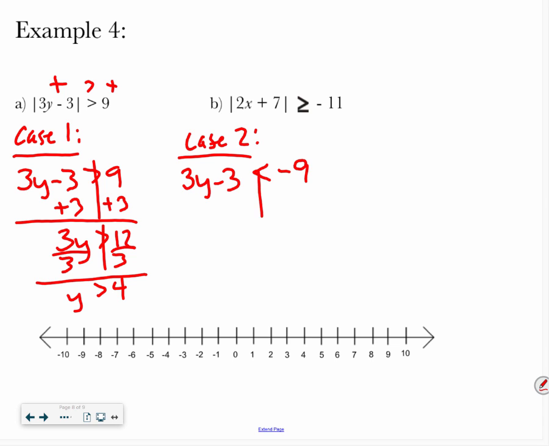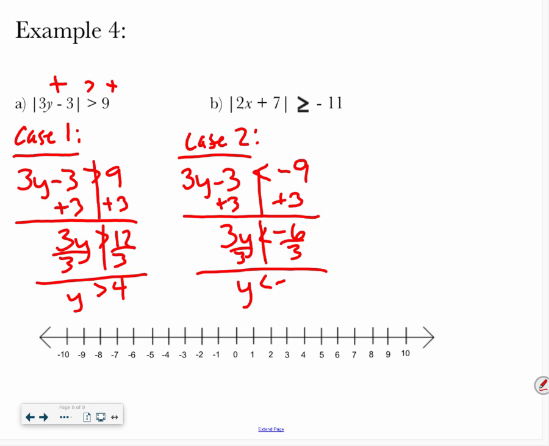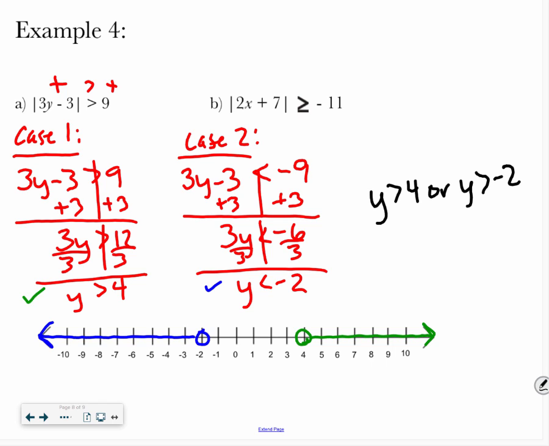And if I keep solving over here, plus 3, I have 3y is less than -6. Divide both sides by 3. I have y is less than -2. So y is greater than 4, that's going to be my green graph. My blue graph is going to be y is less than -2. So you can see it goes out like that. When it goes out like that, it's called an or statement. So you can say y is greater than 4 or y is less than -2.